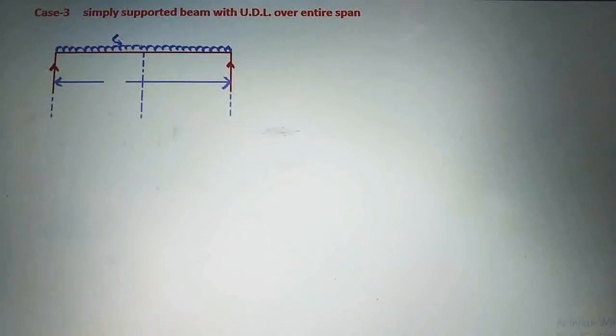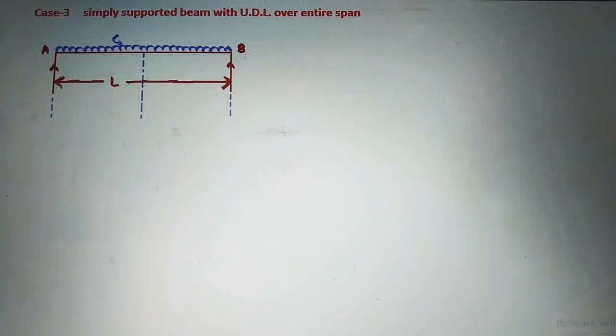See this simply supported beam. This simply supported beam has two supports. First is A and second is B. This simply supported beam has a span of capital L. So capital L is the span of this simply supported beam, and this capital L is the distance between the supports A and B.